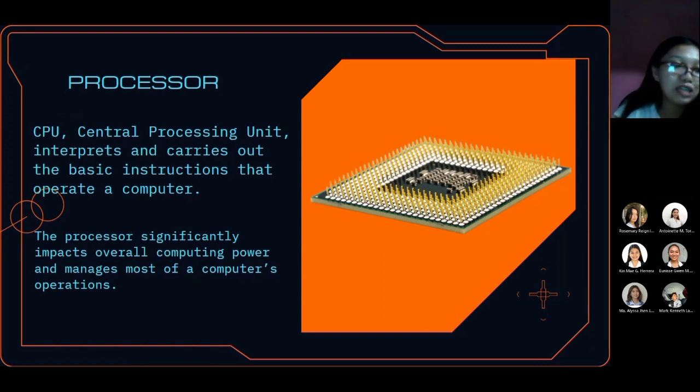Processor. CPU or Central Processing Unit interprets and carries out the basic instruction that operate a computer. The processor or the CPU is the brain of the computer located on the motherboard. It is responsible for executing instruction and managing the overall performance of the computer. The processor significantly impacts overall computing power and manages set of computer operation. The processor is made up of million transistors that work together to process data and perform calculation at incredible speed. Processors can have one or multiple cores which allow them to perform multiple tasks at once.